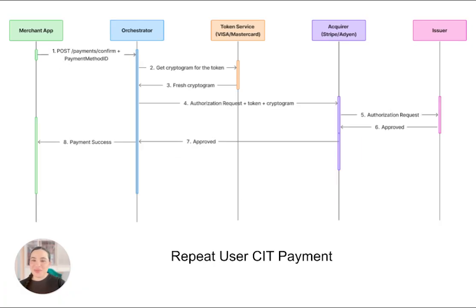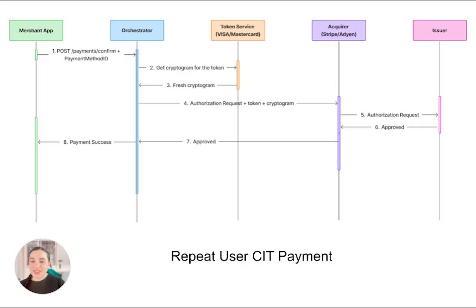Now let's take that same customer's second payment. They're back, checking out with the card they've already used, and this is still a cardholder-initiated transaction, a CIT, because the customer is right there tapping pay. So watch how much shorter this diagram is than the last one. In step 1, the app sends post payments confirm, but this time with a saved payment method ID instead of the raw card. And here's the big difference. There's no provisioning step. The network token already exists from that first payment, so we skip straight past it.